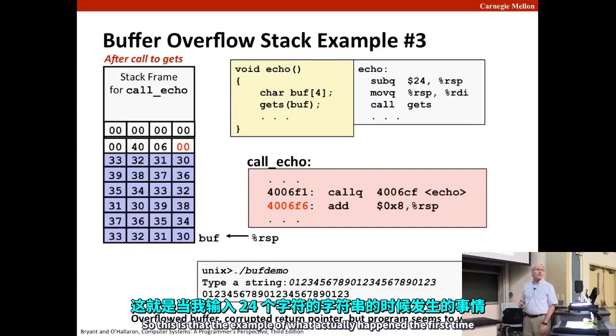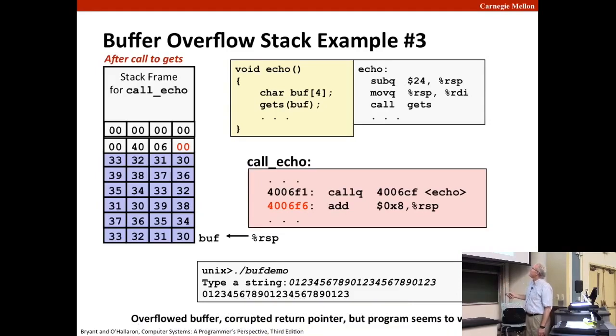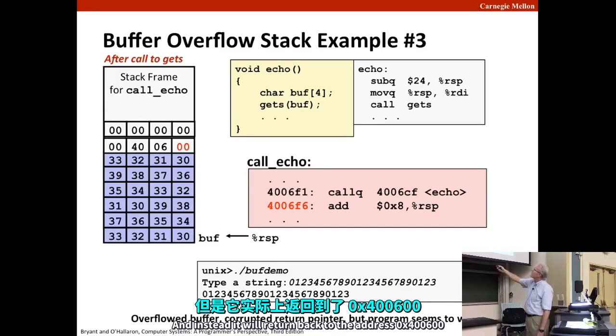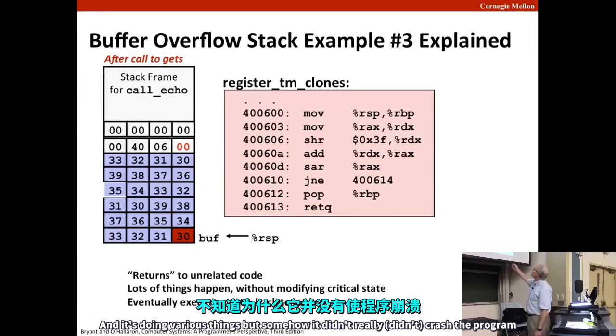So this is the example of what actually happened the first time when I typed in a string that had 24 characters. This null byte at the end actually corrupted the return address. It was supposed to return back to this address 4006F6, and instead it returns to the address 40600, which happens to be in some other weird function that's there. It just landed at some place here, and it's doing various things, but somehow it didn't crash the program.